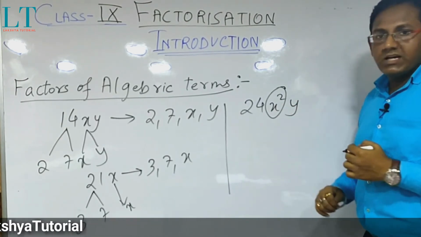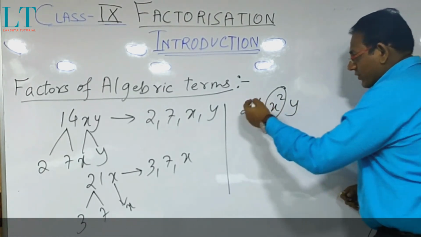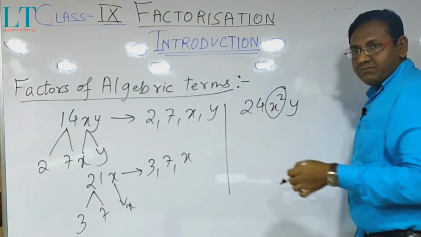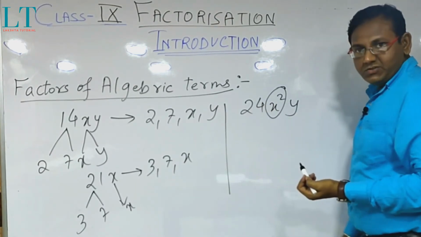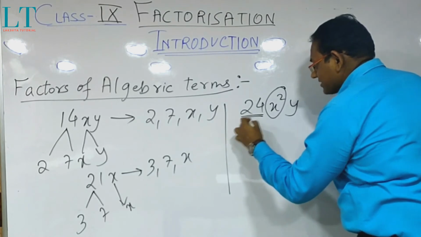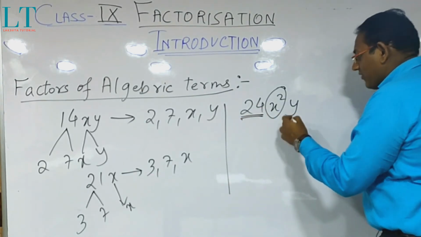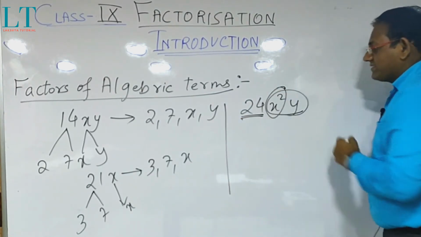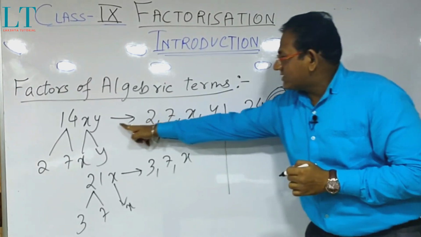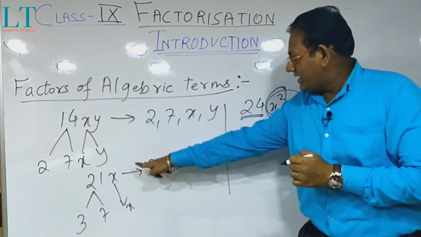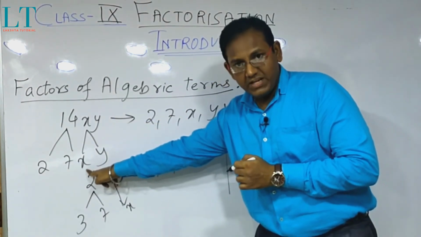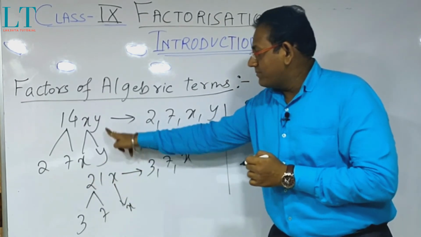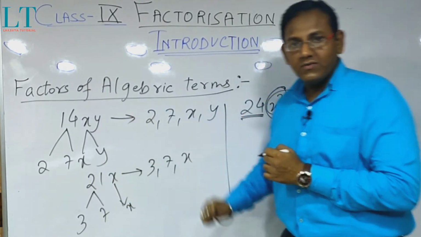This 24 is a number, and there are multiple ways to factorize this number. I will discuss this part a bit later. First let me discuss x square y. As we have already discussed with xy, x is a variable and x is a factor. Similarly y is a variable and y is also a factor over here.